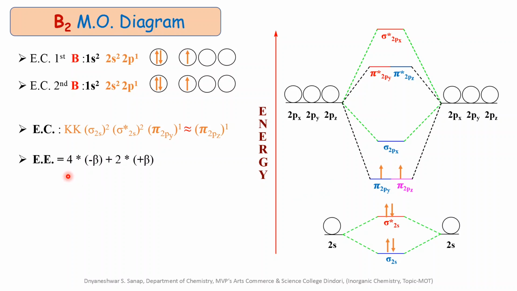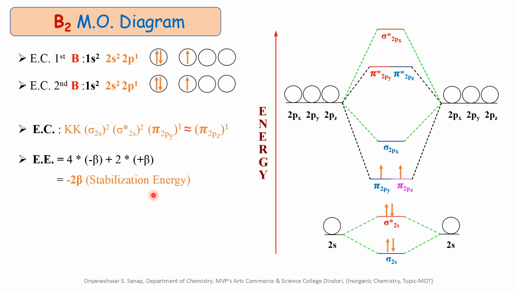We get this equation: 4 into minus beta plus 2 into plus beta, because these 4 electrons, 2 in the sigma bonding molecular orbital and 2 in the pi bonding molecular orbitals, are the total number of electrons present in the bonding molecular orbitals, and these 2 electrons are present in the antibonding molecular orbital. After solving this equation, we get the value of minus 2 beta, that is the stabilization energy evolved during the formation of the B2 molecule.